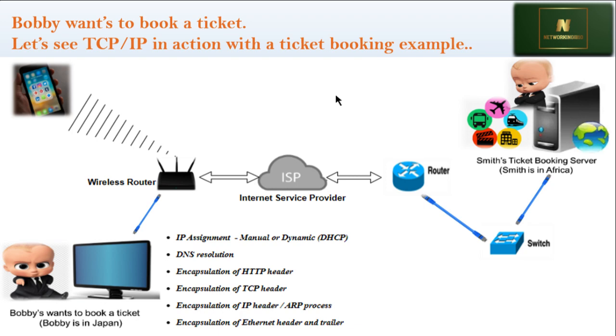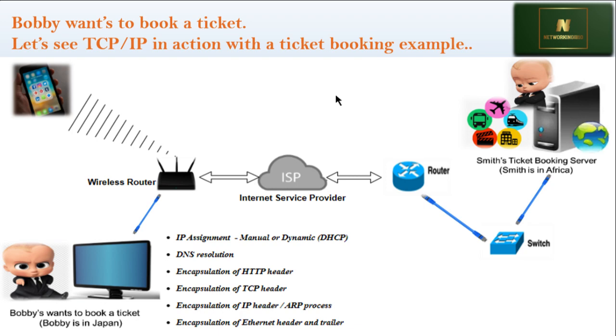Next, at the network access layer, the Ethernet header and trailer are encapsulated to the packet received from the Internet layer. Note that the destination MAC address which is populated in the Ethernet header is the wireless router's MAC address picked up from the ARP cache. We will understand the Ethernet header in detail in the upcoming videos.